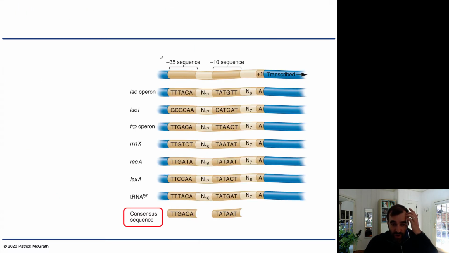So if we look at a bunch of genes that had been characterized, some of the original genes to be characterized, these are the names of the genes.